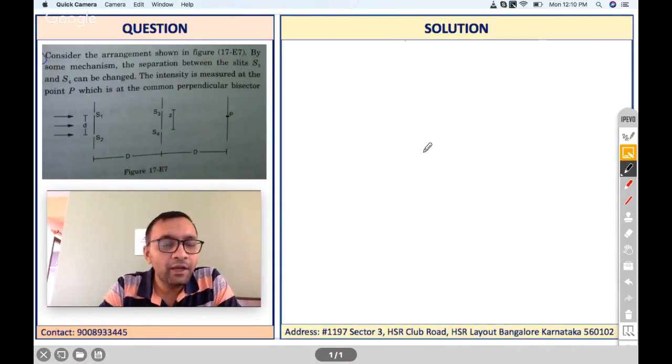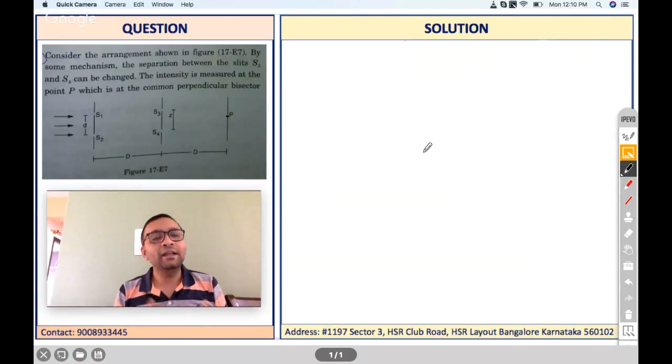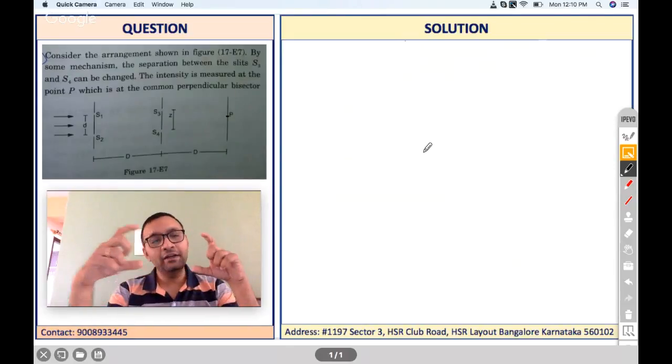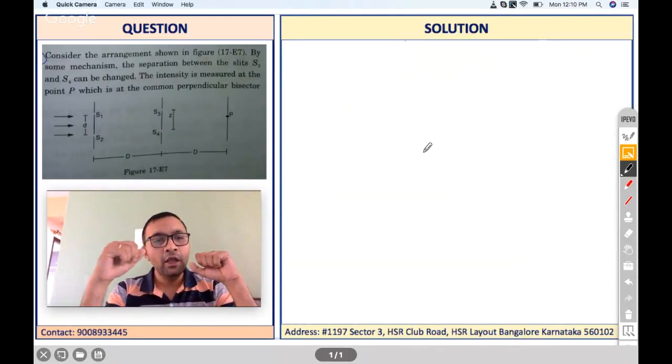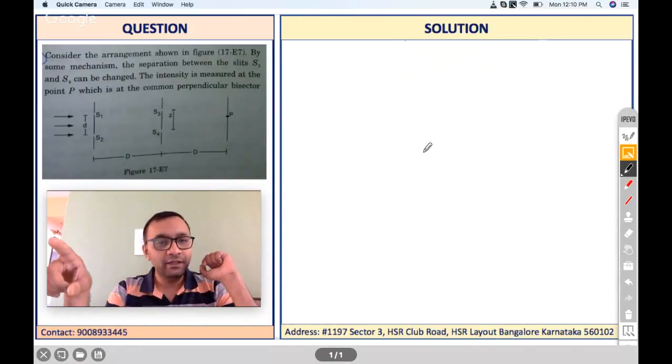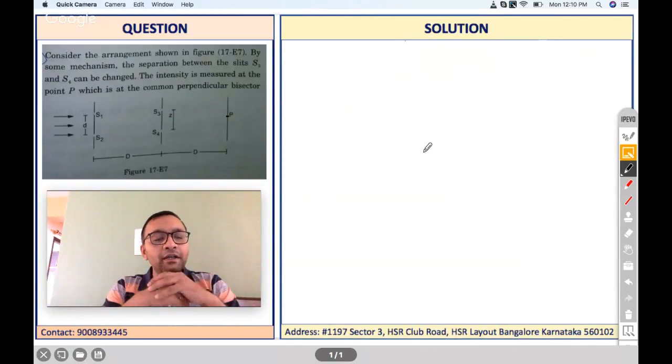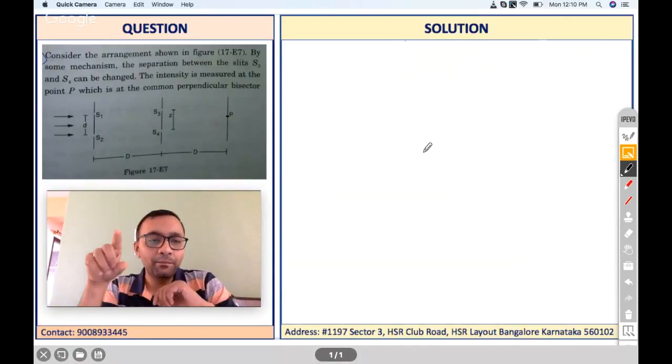So you can now make out that this is a little bit different from the routine questions of Young's double slit experiment. Here we have 4 slits, 2 at one end and 2 at a distance d from it. And then there is a point P on the common perpendicular bisector. We need to find the intensity measured at point P.